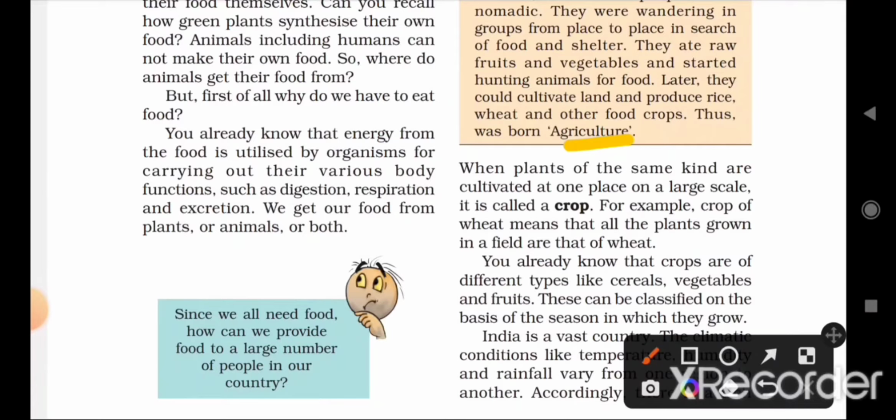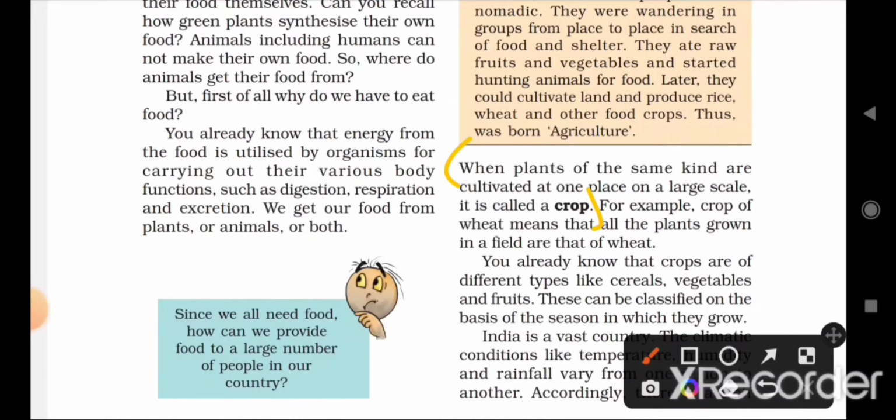When plants of the same kind, meaning the same type of plant, are cultivated at one place on a large scale, they are called crops. This is an important definition, a 1 mark definition that will come in your exam. You can write: when plants of the same kind are cultivated at one place on a large scale, it is called a crop.